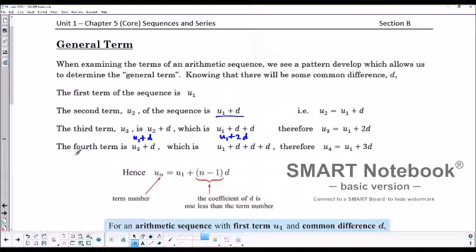Then the fourth term, which is U sub 4, we know that is U3 plus D, and we just previously found that U3 was U1 plus 2D. If we substitute U3 with U1 plus 2D plus D, we get U1 plus D plus D plus D, which is U1 plus 3D. So one thing to look at here is that in every case, the term number is always one more than the coefficient of the number of differences.